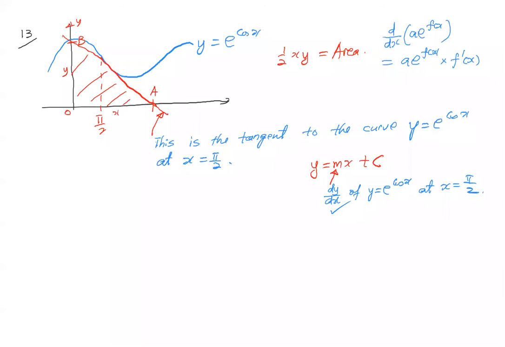If you don't know what is cos pi by 2, you can key into the calculator, it will tell you the answer.